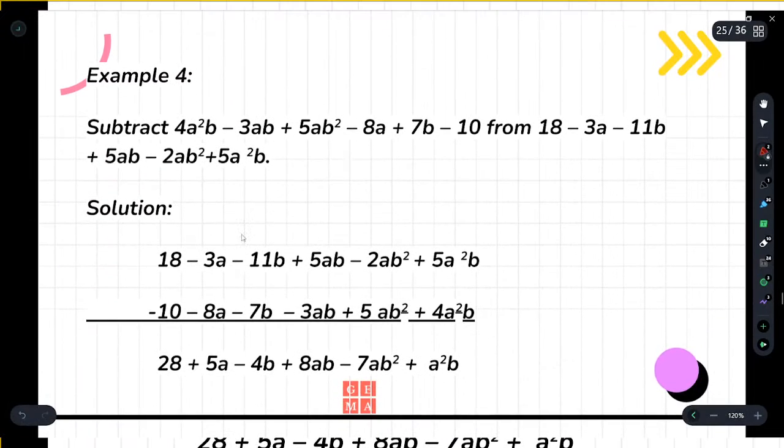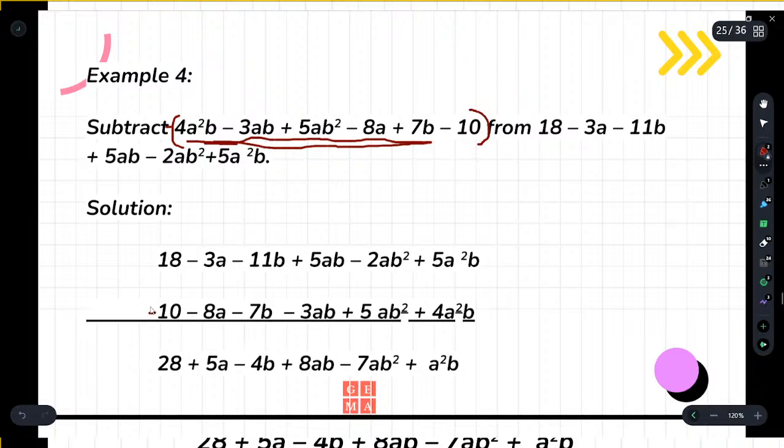18 minus 3a minus 11b plus 5ab minus 2ab square plus 5ab square, minus this expression. Let's first of all change all the signs. The negative sign is outside this bracket, so the signs will change, right?